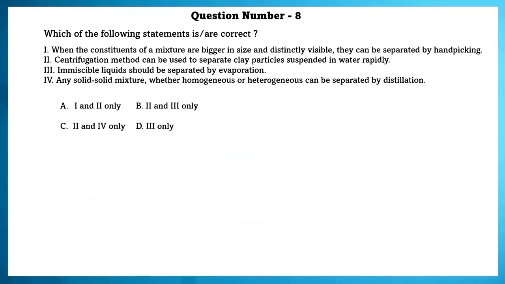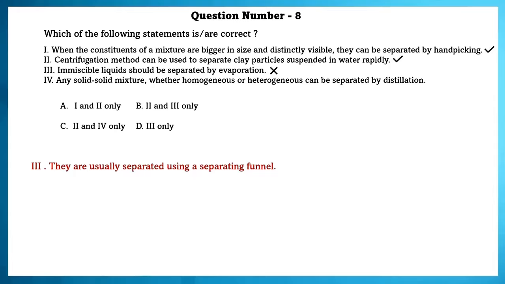Question number 8. Which of the following statements is or are correct? First one, when the constituents of a mixture are bigger in size and distinctively visible, they can be separated by handpicking. Yes, this is true. Second one, centrifugation method can be used to separate clay particles suspended in water rapidly. Yes, this is also true. Third one, immiscible liquids should be separated by evaporation. False. They are usually separated using a separating funnel.